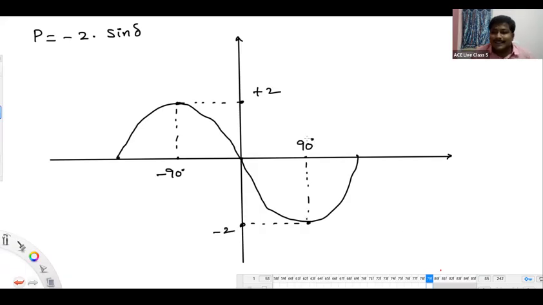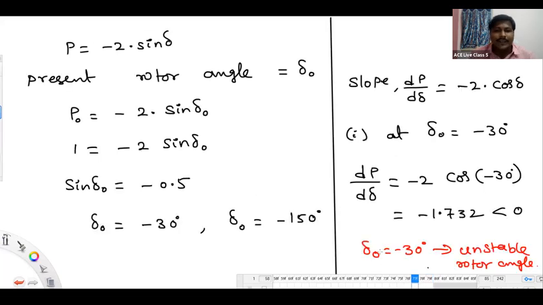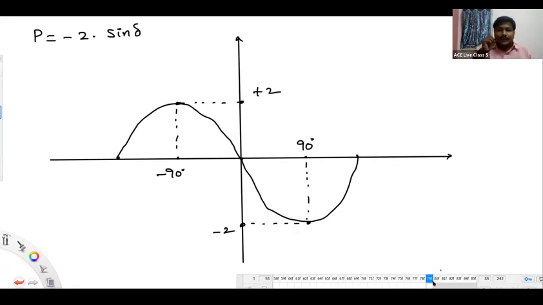How are you getting these angles as minus 150 and minus 30? You have to apply sine inverse. That's it. Very simple mathematical thing. Sine inverse of minus 0.5 will give the angles to you. You get many angles. I've taken only two angles here, minus 30 degree and minus 150. Let me proceed. So it's a power angle curve for you.